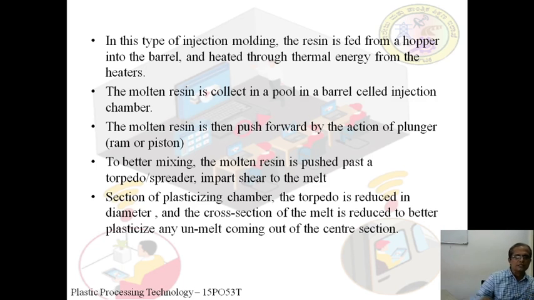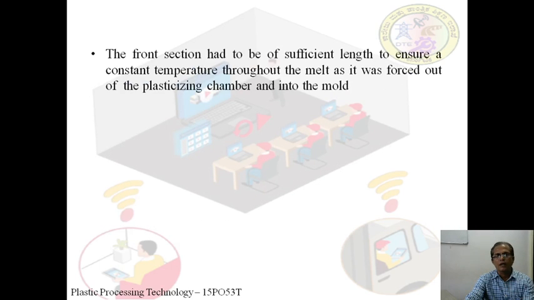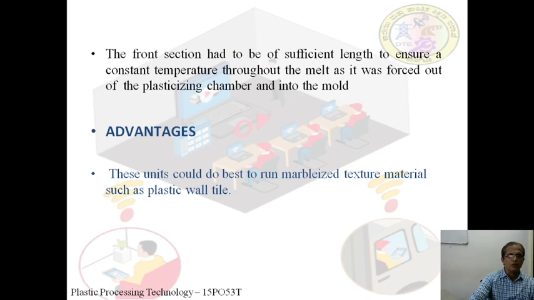So here at the exit end there is a unit called a torpedo, or it is also called a spreader. This will spread the material because the space available for the passage of molten material is very small. Hence, that material is squeezed properly, and unmelted granules are going to melt properly here in the torpedo section. Then this molten material will be pushed into the mold that is in the closed position. Now in the front section, sufficient length has to be provided to accumulate the melt. So before it advances into the mold, it should stay there for a certain time so that it will be melted properly.